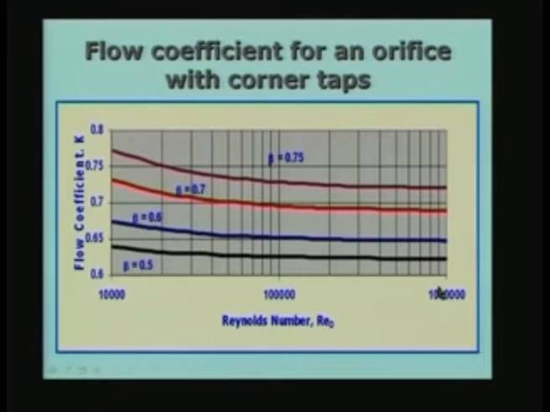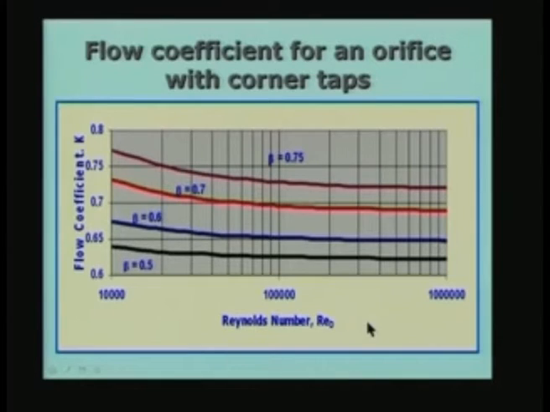In fact, what I have done is I have plotted the flow coefficient for an orifice with corner taps. Corner taps means L1 equal to L2 equal to 0. So what I have here is the flow coefficient. If you remember, the flow coefficient is nothing but the product of the coefficient of discharge and the velocity of approach factor. All I have done is I have taken the Stolz equation, evaluated the CD, multiplied by the K value and plotted it, for different values of beta, beta equal to 0.5, 0.6, 0.7 and 0.75, and with different values for the Reynolds number.